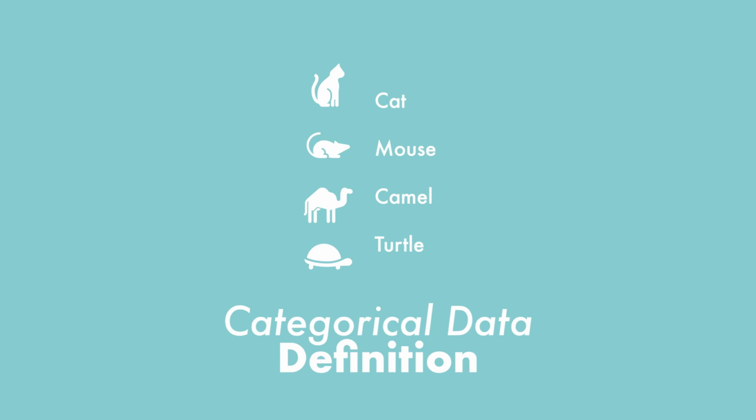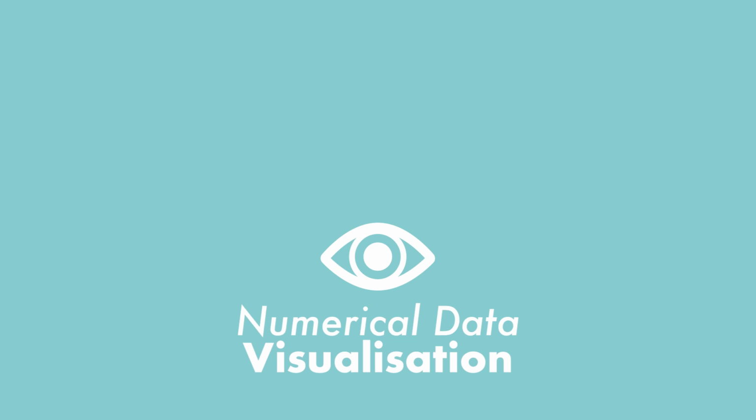In contrast to numerical data, categorical data is non-numeric information that can be expressed as a list of words. We have seen this already. Today we are going to talk about numerical data visualization.